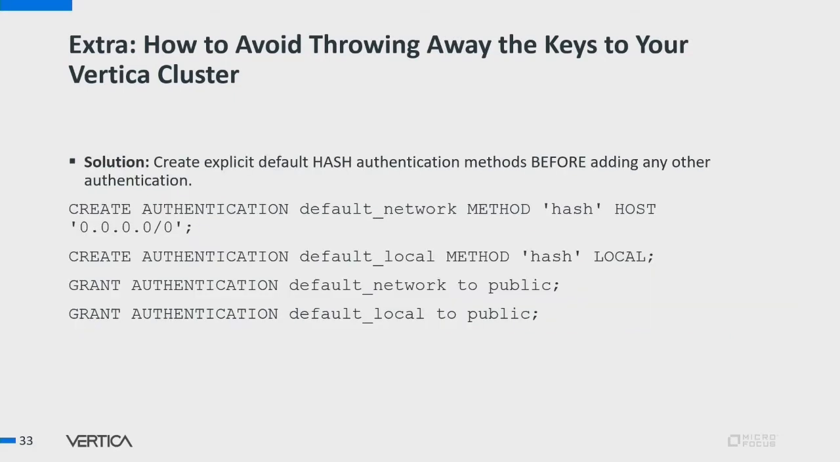So how to avoid this? The best practice recommendation, which we have in the LDAP best practice document, is that before adding any other authentication, you should create explicit default hash authentication methods. Here we show you how to do this: you create a default network and a default local authentication of type hash, for both host and local. And then you grant that explicit default authentication to public to make sure that all your existing users can continue to connect to Vertica while you deploy a new authentication.